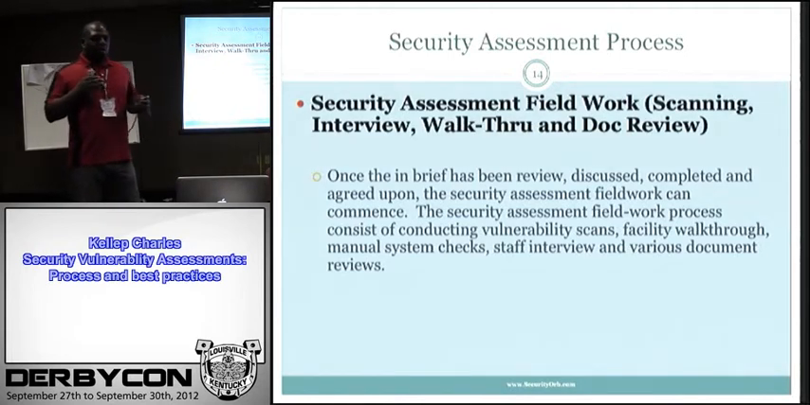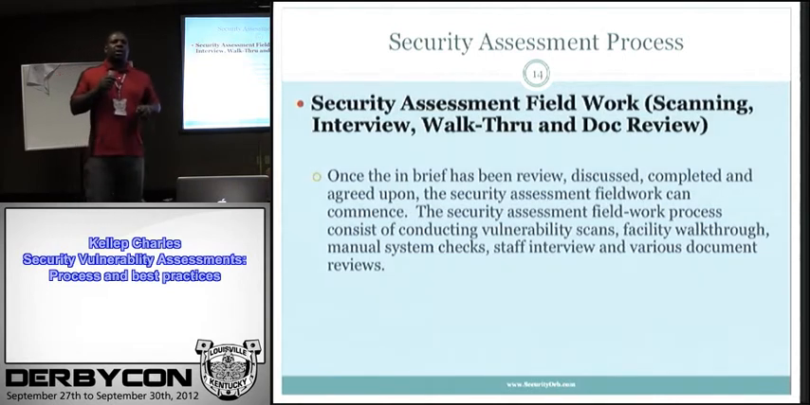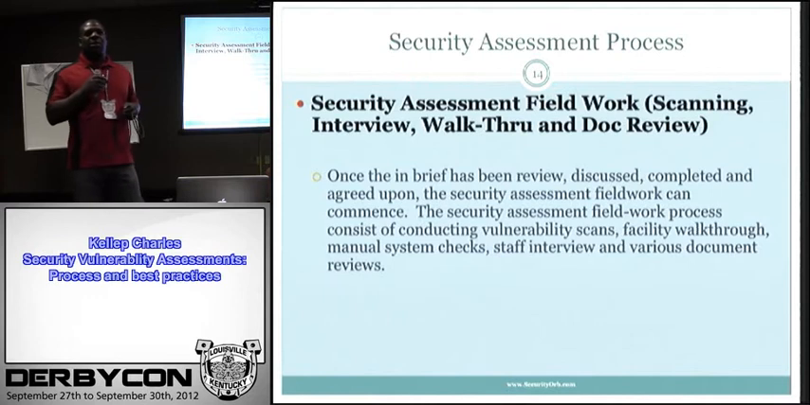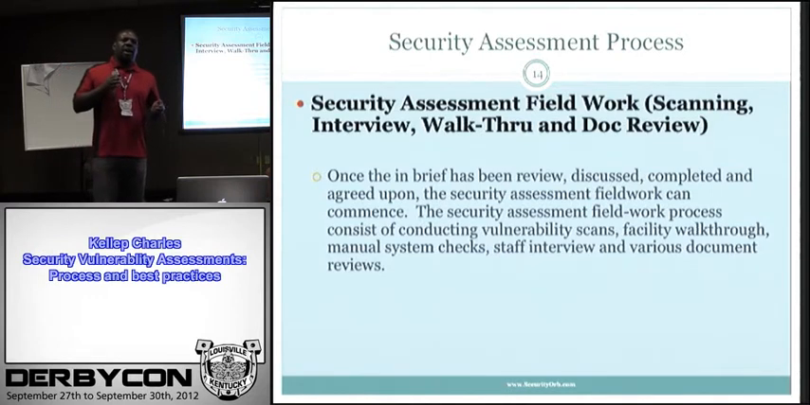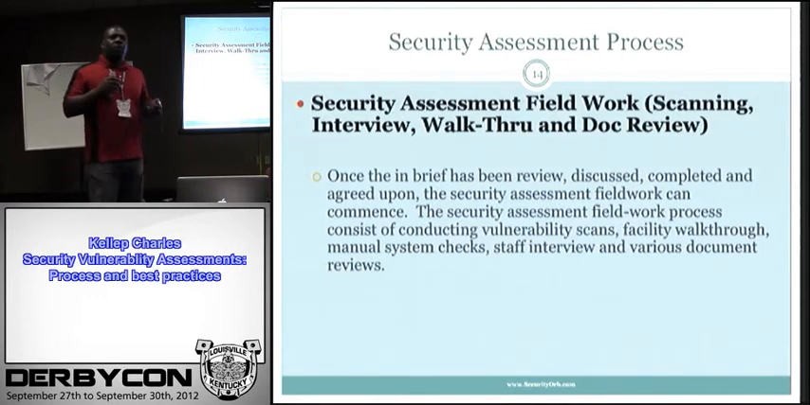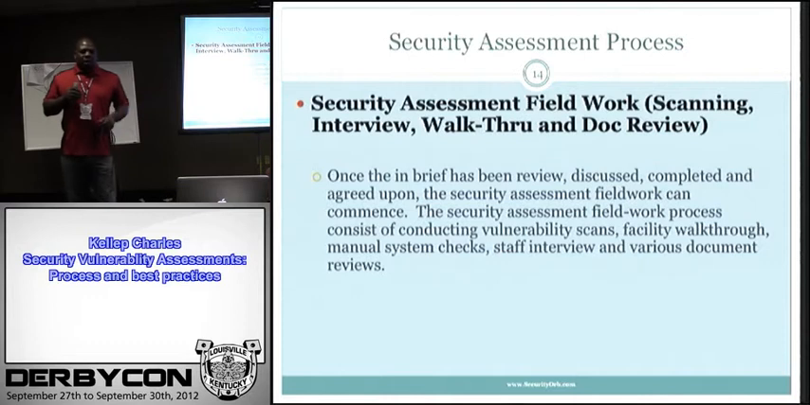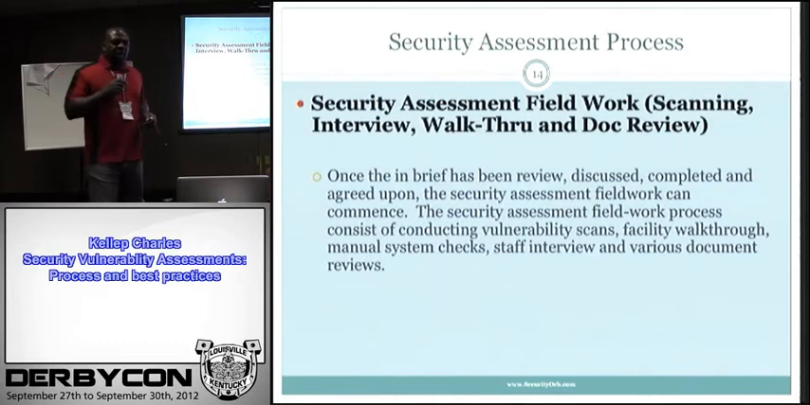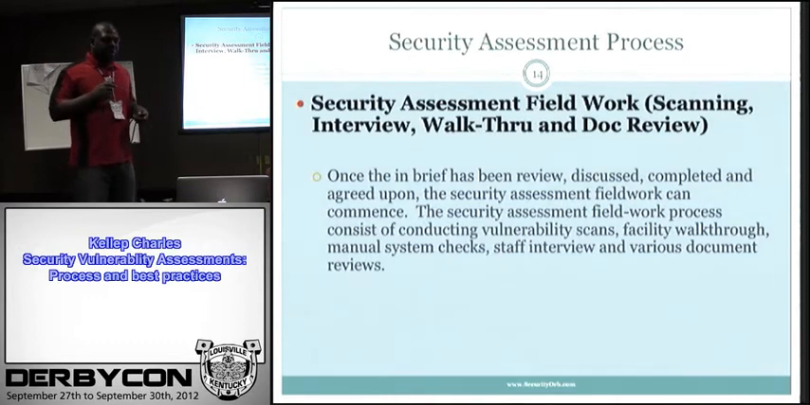We also run the interview, where we sit with the security team and the system administrators, and we ask them about their contingency plans and their processes. We review documentation, and we just do the whole gamut of information at that particular time.